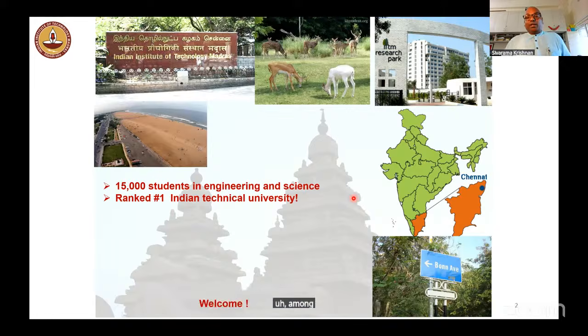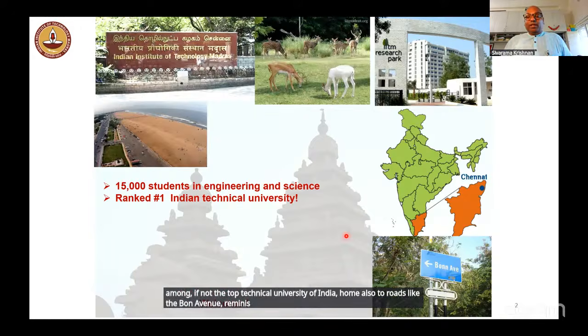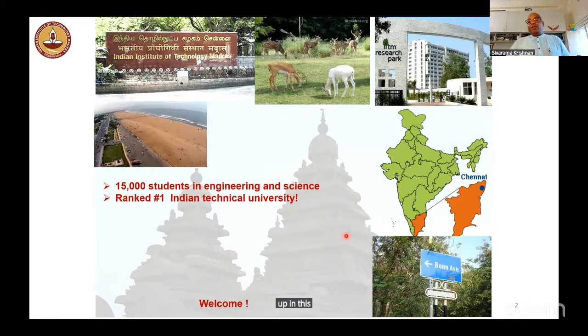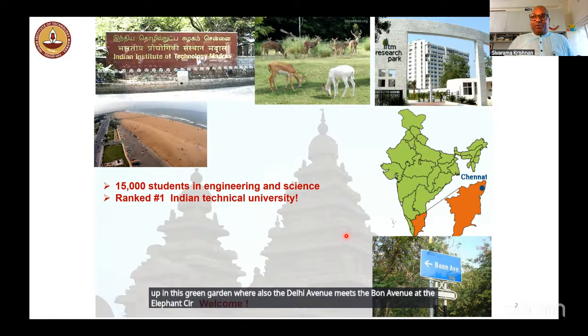if not the top technical university of India, home also to roads like the Bonn Avenue, reminiscent of the generous German seed funding, which brought this technical institution up in this green garden, where also the Delhi Avenue meets the Bonn Avenue at the Elephant Circle. So for more, you will have to visit us.